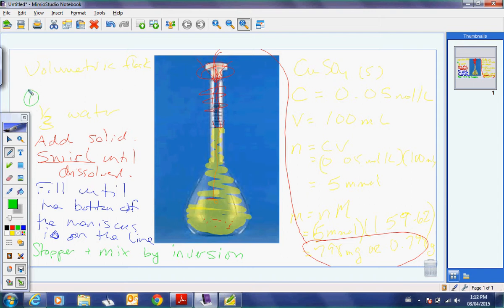So 1, fill 3/4 with water. 2, add the solid and swirl. 3, fill until the bottom of the meniscus, I know I've spelled meniscus wrong, is on the line. And 4, stopper and mix by inversion.